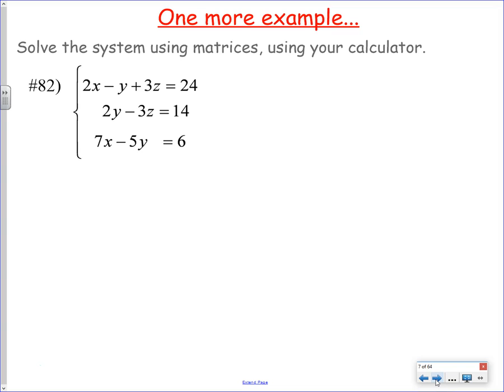All right, go for it, guys, if you haven't yet. You have to change that system into a matrix. What's your second row supposed to be? Good. 0, 2, negative 3, 14, right? And then try to do RREF. Chris, what's your question, bud?